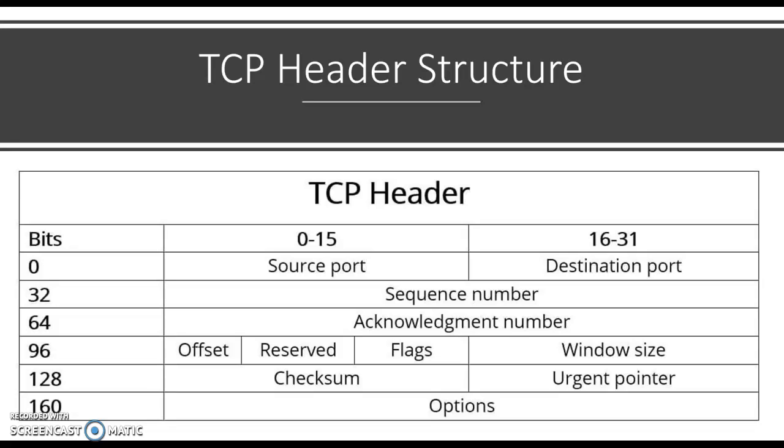The final component is the options field, and this is used if you want to include TCP functions that don't belong in the general header. An example of this would be if you want to define the maximum segment size. The length of the options must always be a multiple of 32. If it's not, 0-bit padding is required.